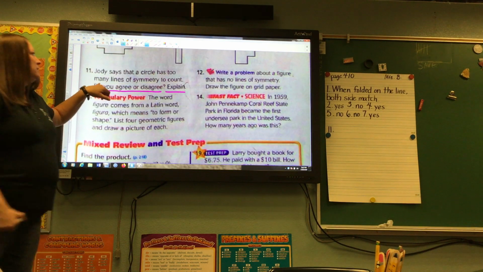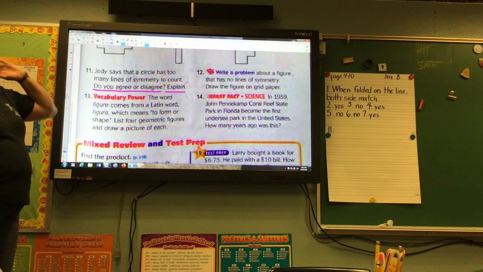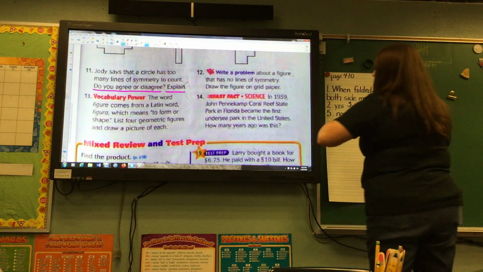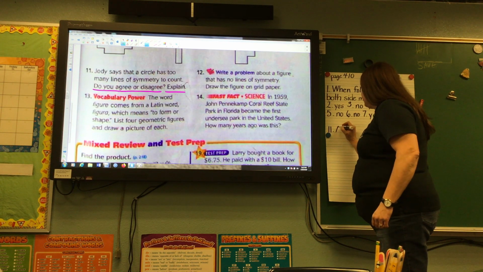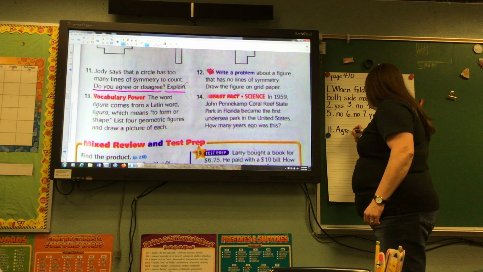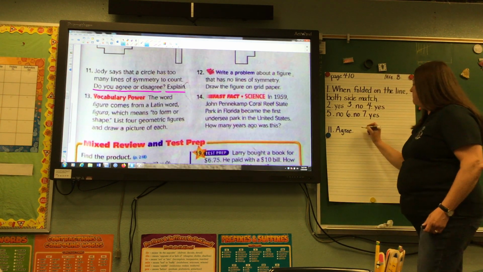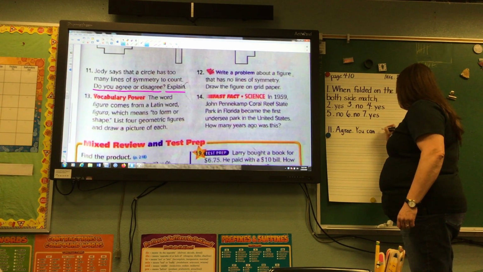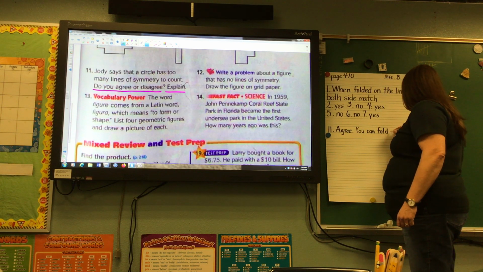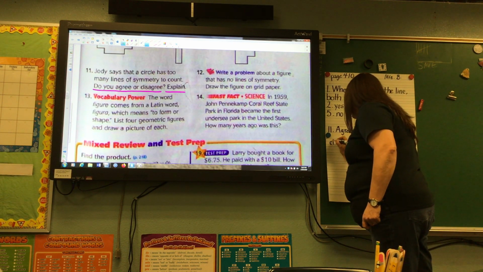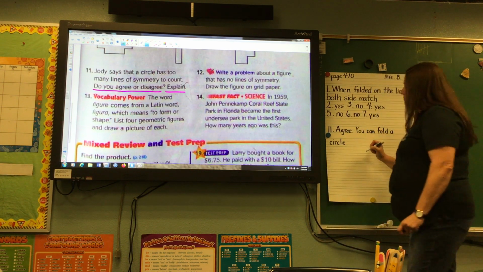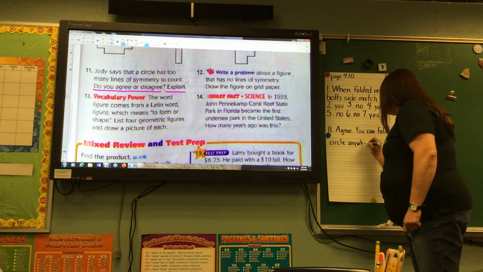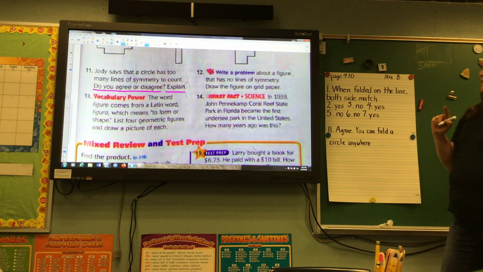So, do you agree with her? There's too many lines? I think I do, and the reason being is no matter where you fold it in half, there's going to be a line of symmetry. So there could be hundreds, thousands of ways to do that. Okay, so for number 11, do you agree or disagree? I agree. Okay, I agree. And let's think, explain. And we said that you can fold a circle anywhere, and this is important, anywhere in the middle.